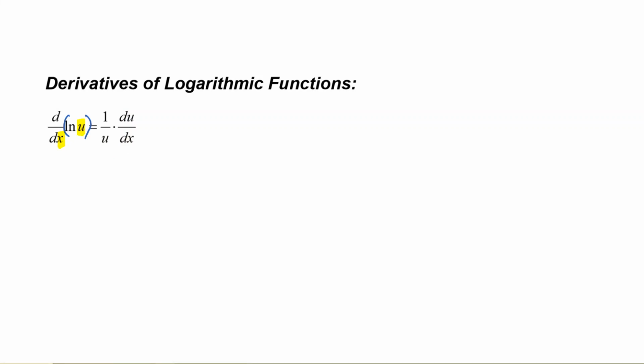But if you simply have the derivative of ln x with respect to x, that would be 1 over x, and then dx over dx would be just 1. So the derivative of ln x is 1 over x.